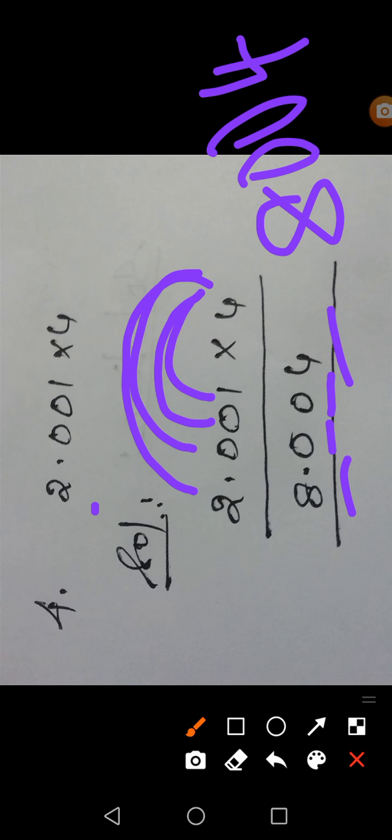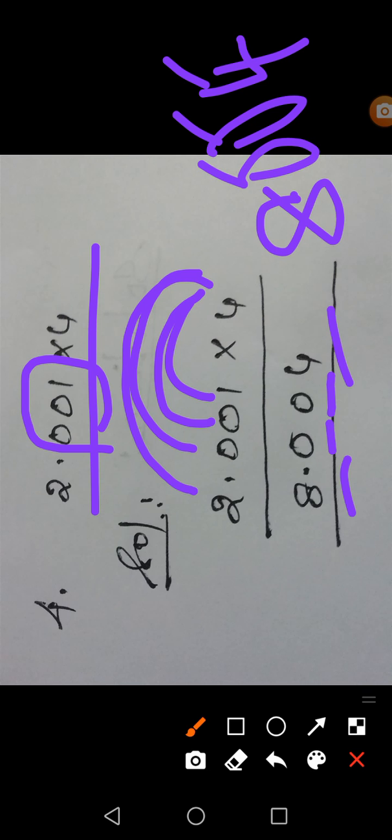So in the given number you see, how many numbers are after the point? 3 numbers. Correct. There are 3 numbers after the point. So back to front, 1, 2, 3. 3 numbers from the back you put the point. Correct. So we get 8.004. That is the solution. I hope you understood.